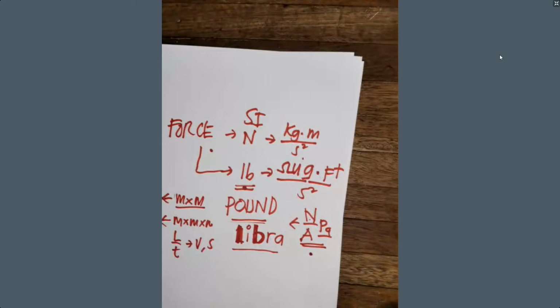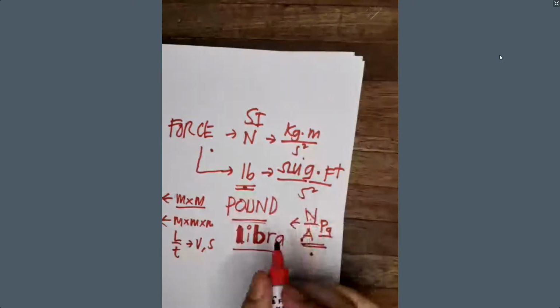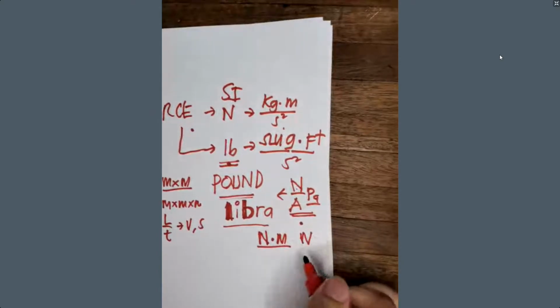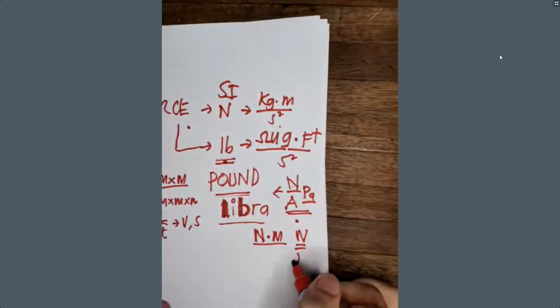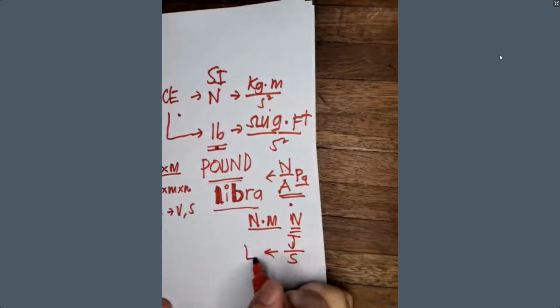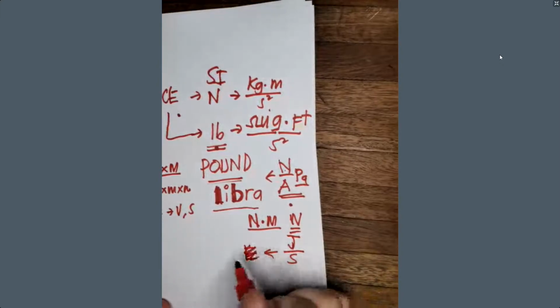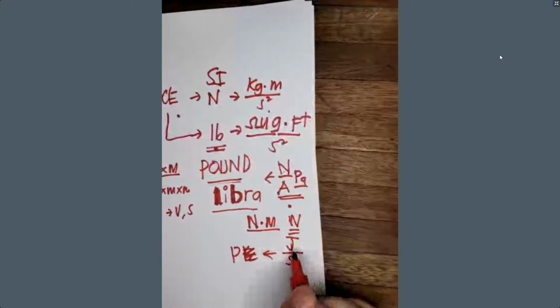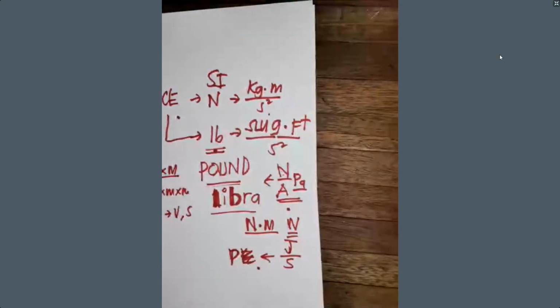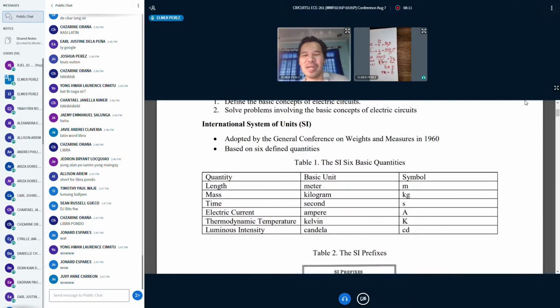Newton over area, that's force over area, so meron kang Pascal. Kung meron kang Newton, multiply mo ng meter, so meron kang work, and work that's joules. Kung meron kang joules, divide mo ng time, so meron kang power. Kaya yung 6 na yun ang dinefine lang. Pag pinagsama-sama mo yung iba, madi-derive mo yung ibang quantity.